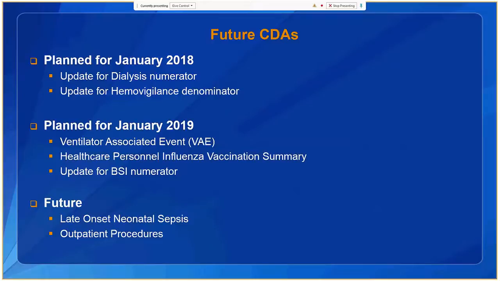And then also, we're working on ventilator-associated events to become a CDA, and we're scheduled to deploy that in January 2019. We're also going to have the healthcare personnel influenza vaccination summary, which, as you know, they call the flu summary. That will become a CDA. And then we're going to have the BSI, the bloodstream infection numerators, getting 3 new fields added. So the flu summary will be a new CDA, and the BSI will be updated.